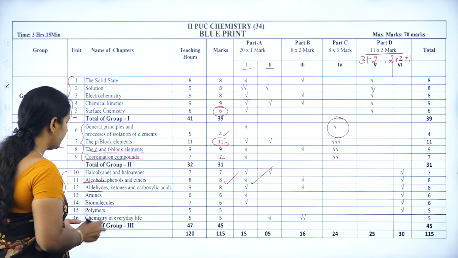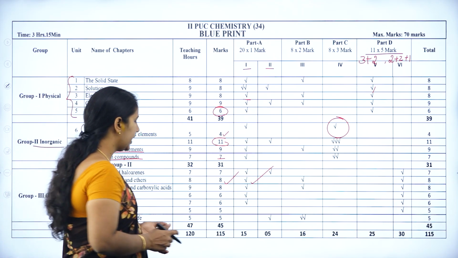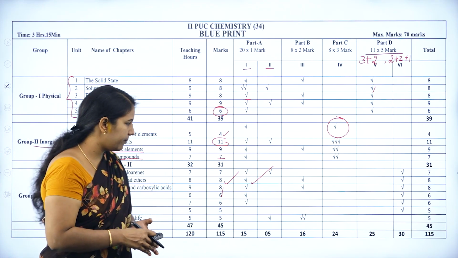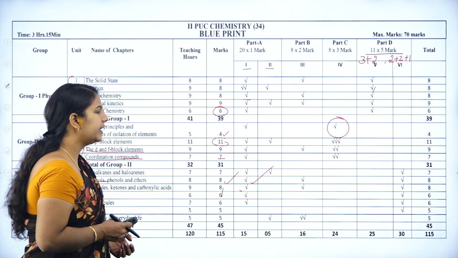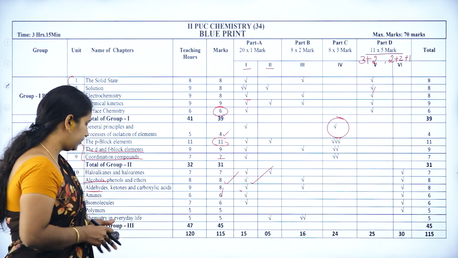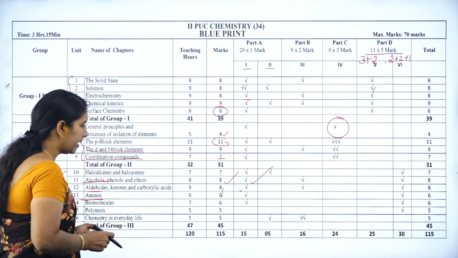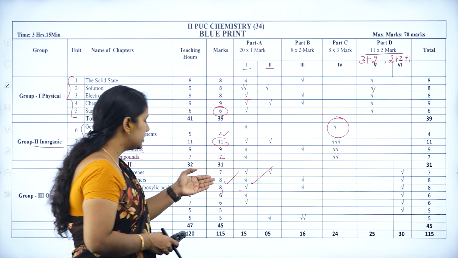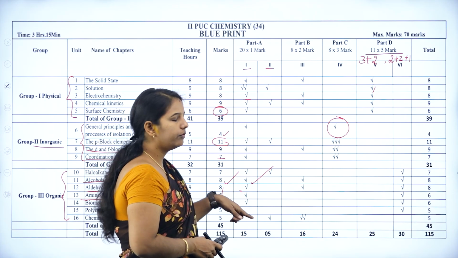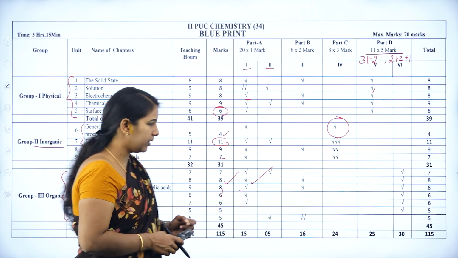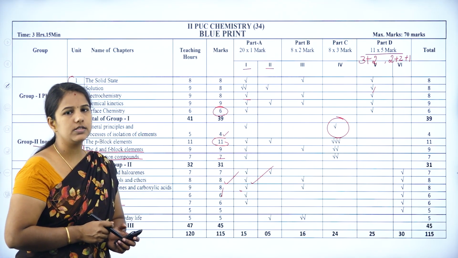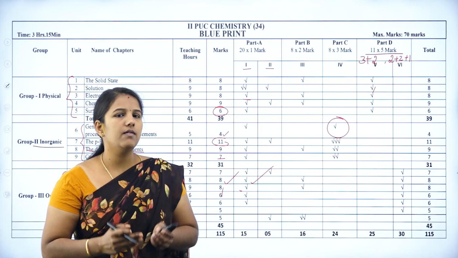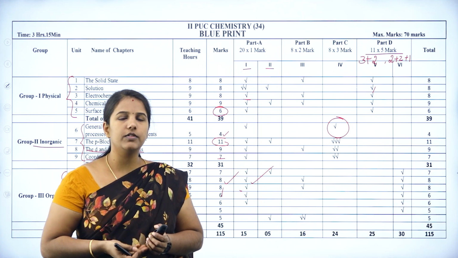Then coming to aldehydes, ketones and carboxylic acids, from this unit also it is 8 marks, 1 choose the correct answer, and also 1 direct 5 mark question will be there. Coming to the amines unit, from this unit only 6 marks are allotted, 1 mark and 1 5 mark question also. Coming to biomolecules, remember in the biomolecules unit again the Haworth structure can be asked for any of the compounds.